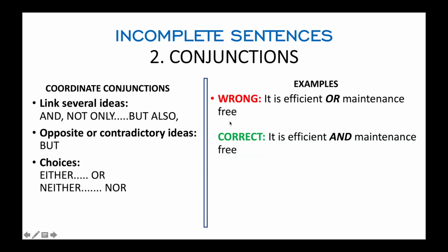So here are the examples. This is the wrong version: it is efficient or maintenance free. Since it is already positive, efficient is positive and maintenance free is also positive, we should use and, not but, because this one is positive and this one is also positive. What about if it has different or contradictory ideas? It should be changed into but. For instance, it is efficient, but it costs high in maintenance. That is, you should change it into but, not and.